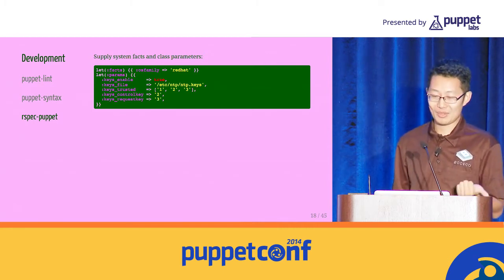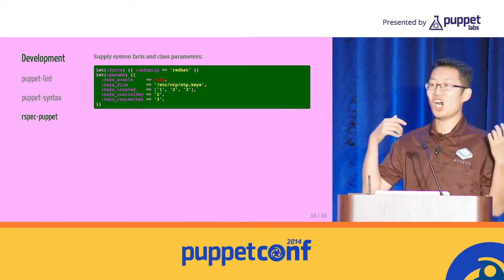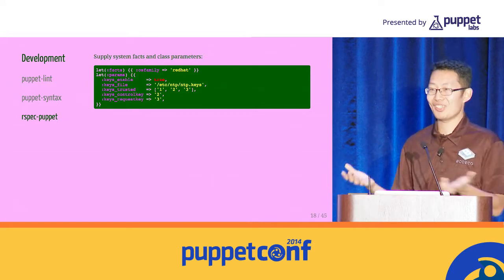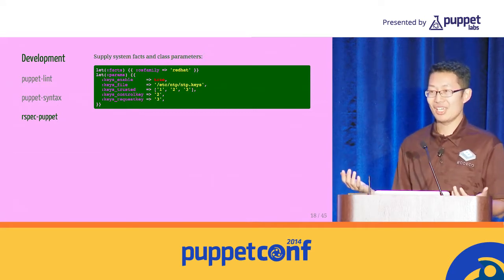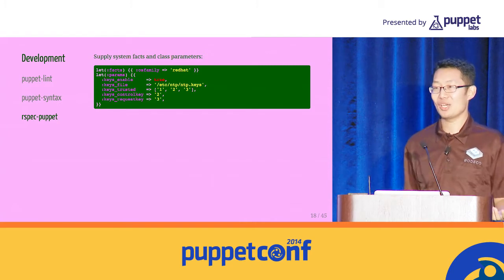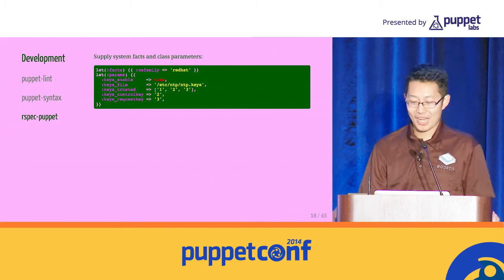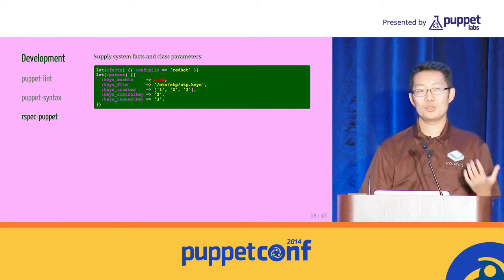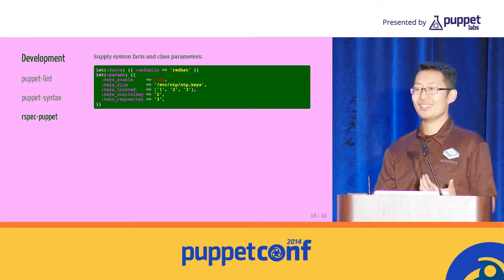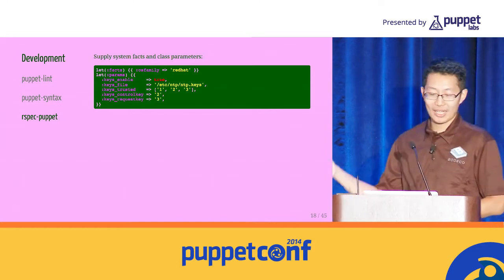Most of the time, you can't just say, hey, here is a system that I don't know anything about, give me a catalog. Puppet's going to say, if I don't know the OS, the catalog won't run, because there are a lot of things that your manifest will depend on to know what to do with it. So if you look through it, anything that's a fact, you have to supply it.